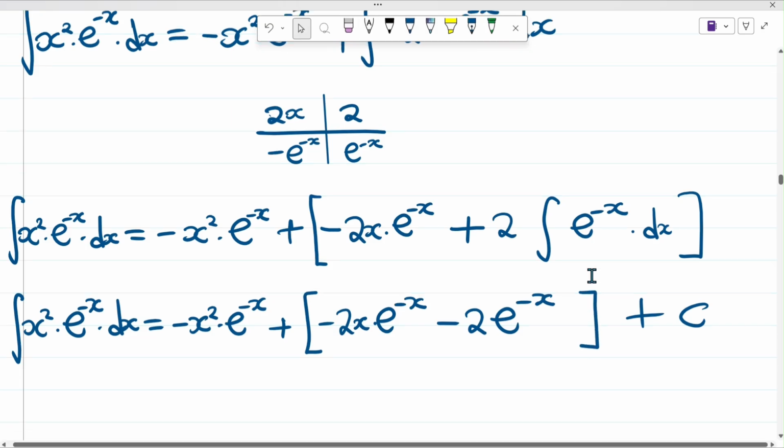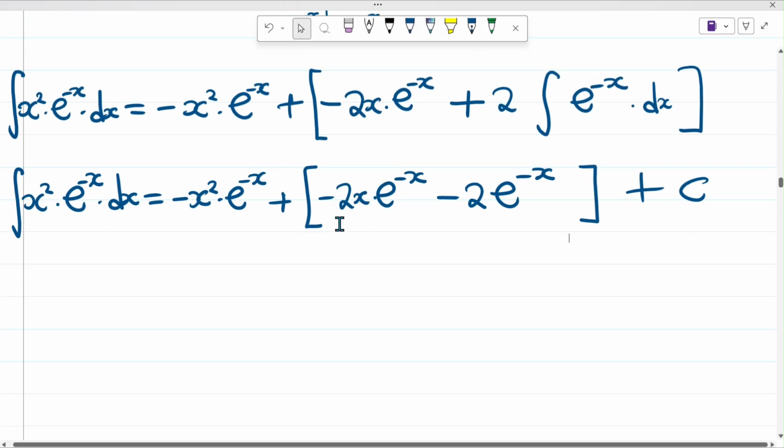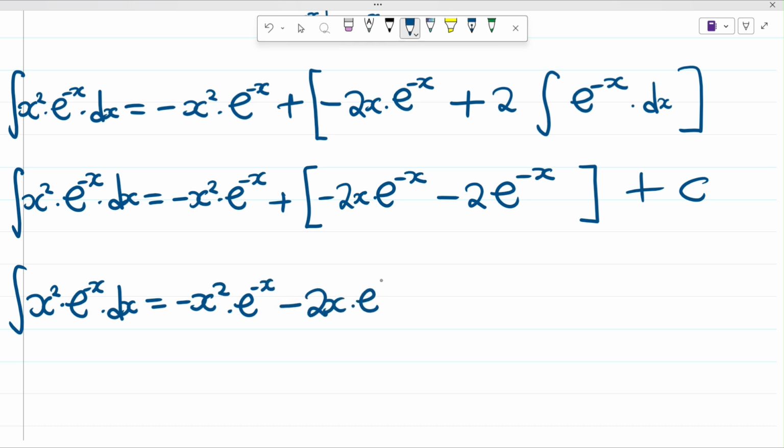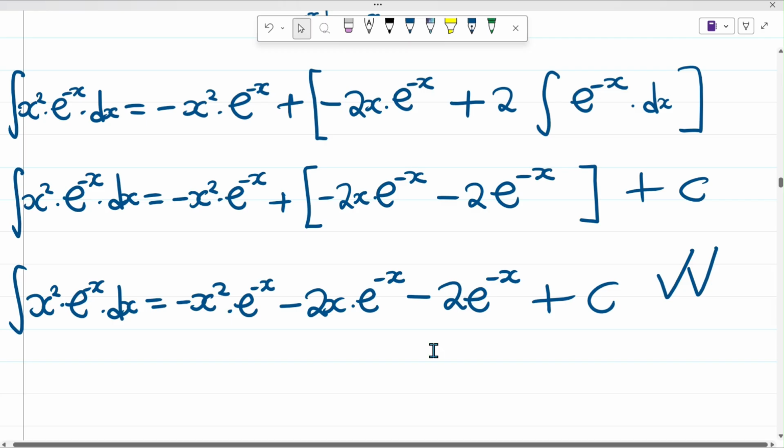Okay? Now that we are done, we need to just multiply by the positive sign throughout there. So I'll end up having the integral of x squared e to the power of negative x dx is equivalent to negative x squared e to the power of negative x minus 2x e to the power of negative x minus 2 e to the power of negative x plus c. Ta-da! You have your final answer. So easy like that. So I hope you didn't face problems while solving it.